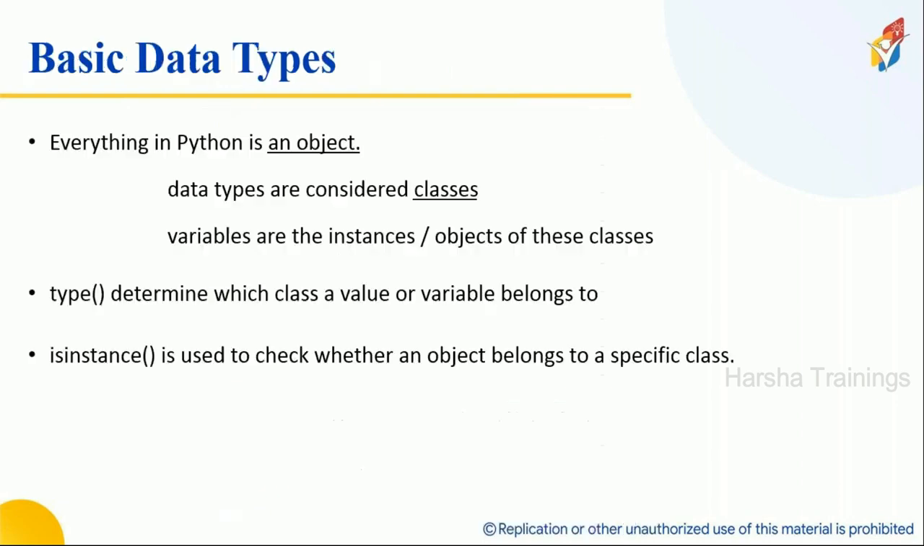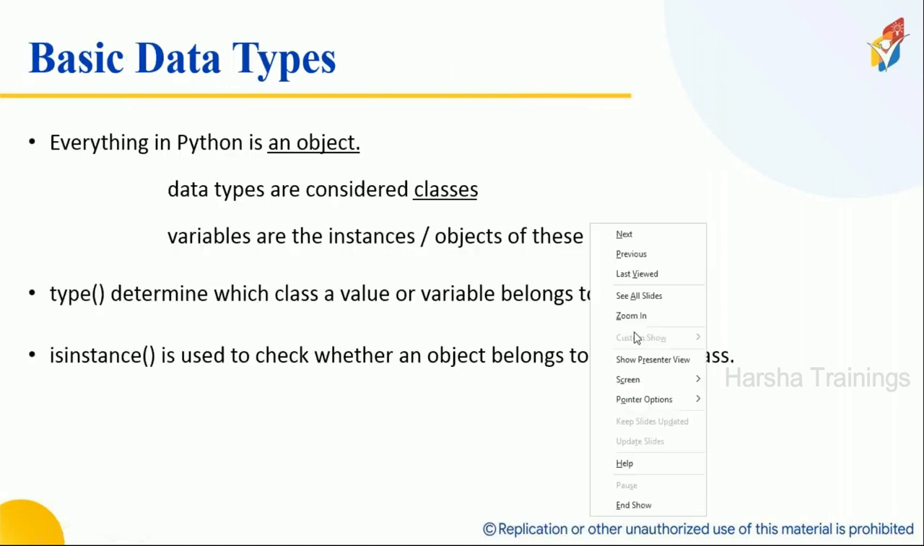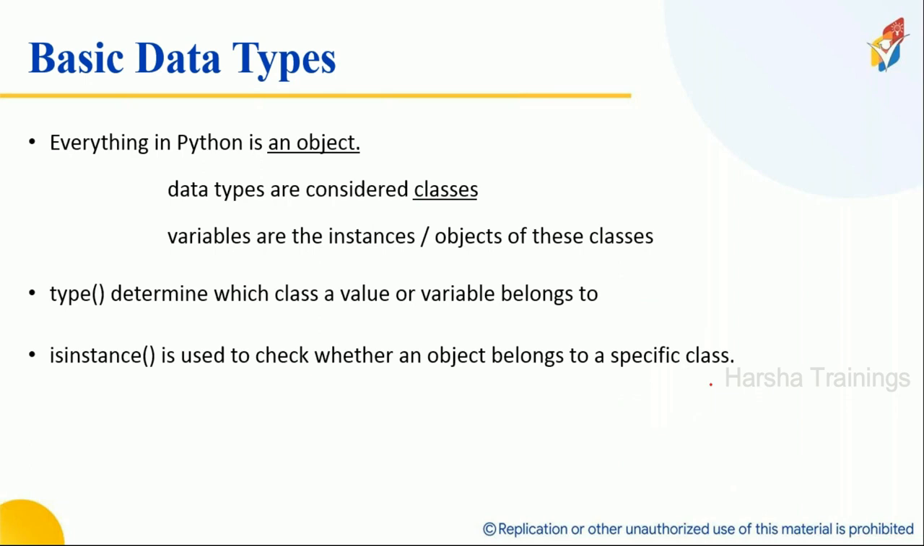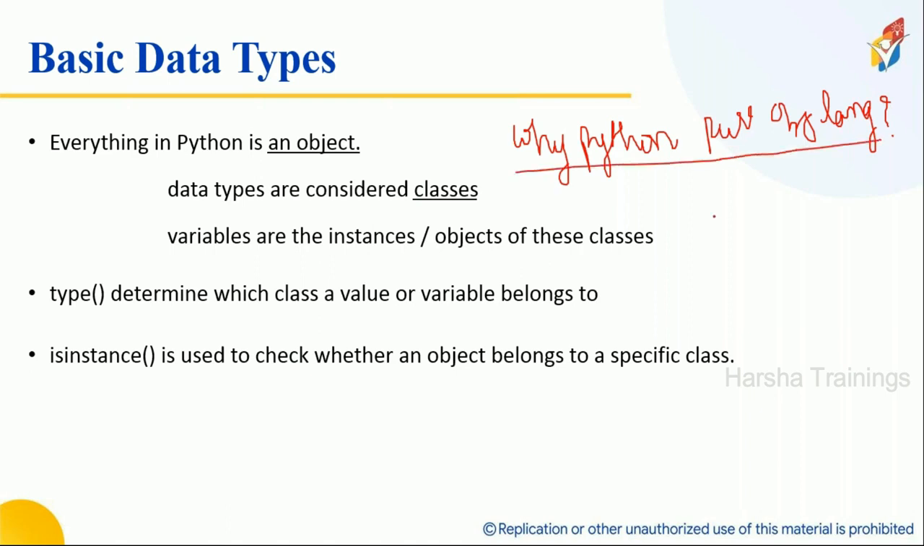Now, if you permit me, I will go for one of the most important questions in Python programming: why is Python a pure object oriented language? This is the most important question once you go for an interview. Shall I explain the answer? My answer is that everything in Python is an object.